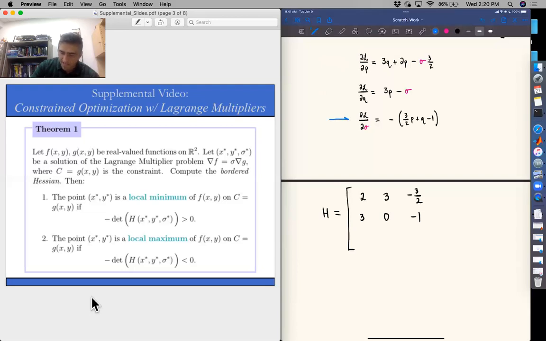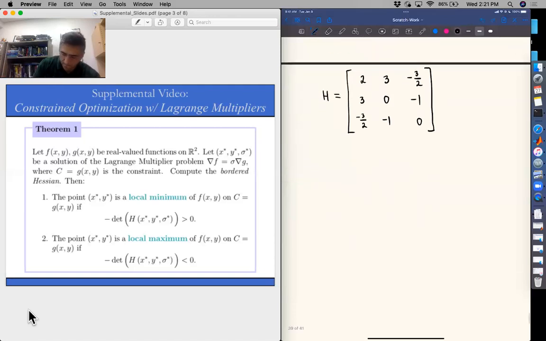Now going to that last entry of our gradient, taking a partial derivative with respect to P gives us a -3/2. Taking the partial derivative with respect to Q gives us a -1, and taking the partial derivative with respect to sigma gives us a 0. So there is our Hessian matrix in this case. It is symmetric, so we did everything correctly. It should still come out symmetric. And now what we're interested in is finding the determinant of this Hessian.